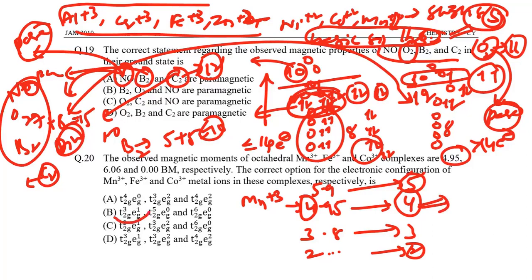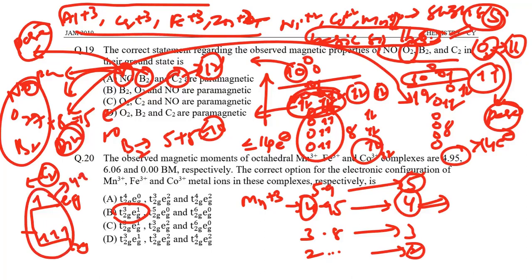Now you can see t2g3 eg1, okay. We have been given octahedral diagrams here, octahedral splitting energy levels. In t2g we have 3 unpaired electrons and in eg we have 1, so total 4 unpaired electrons, resulting in 4.95 Bohr magneton for manganese +3. Now just look at iron +3, which is giving 6, okay.